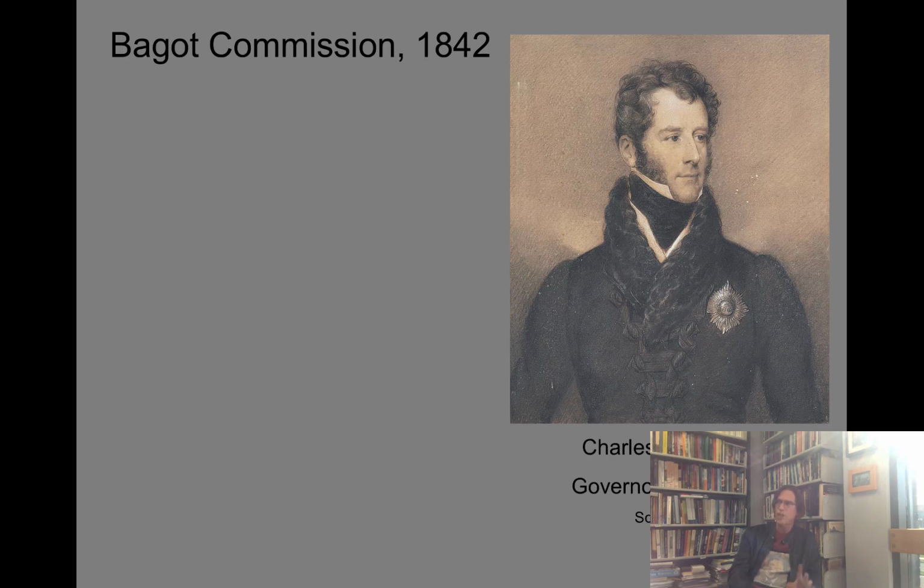This changes dramatically in 1842 with the passing of the Bagot Commission. The Bagot Commission is named after this man, Charles Bagot, who's the governor of Canada between 1841 and 1843. And he writes a report investigating Indigenous peoples and the problems of governance of Indigenous peoples in this time period.